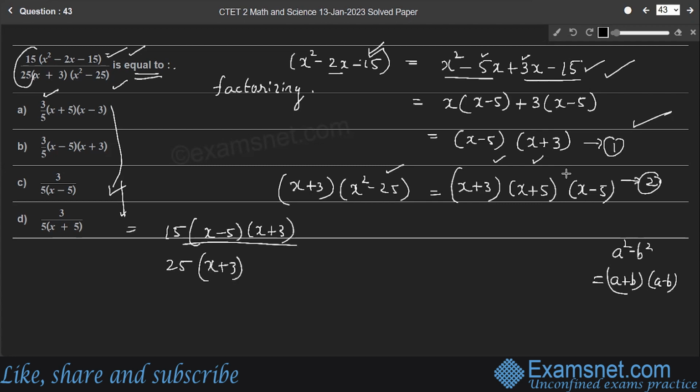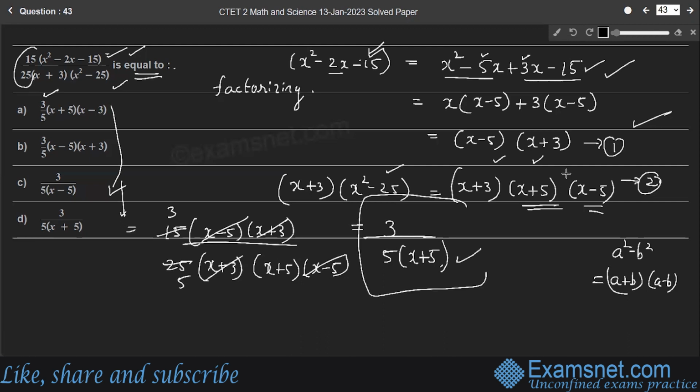x square minus 25 is x plus 5 into x minus 5. So x plus 5 into x minus 5. Here students, we can cancel x minus 5 and x minus 5 and x plus 3 and x plus 3. So 5 into 3 is 15, 5 into 5 is 25. Therefore, we have 3 by 5 into x plus 5 as the final answer, right? So 3 by 5 into x plus 5. So option D is the right answer.